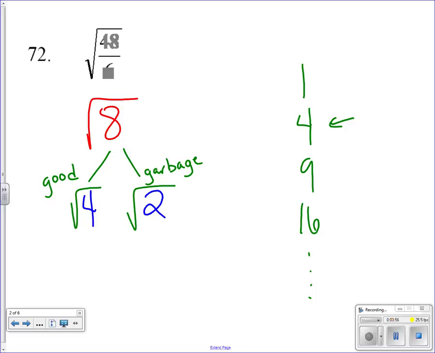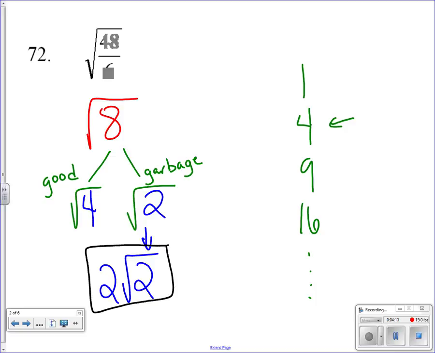And then we're doing the exact same thing we did with 71. The square root of 4 just comes out to be 2. The garbage just drops down. So we have the square root of 2. So our final answer just comes out to be 2 square root of 2. And again, that is 72.